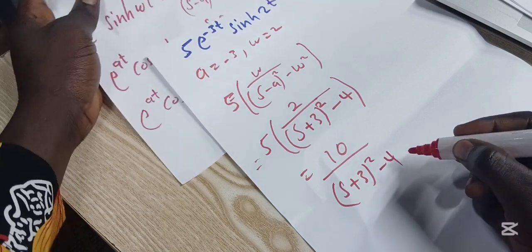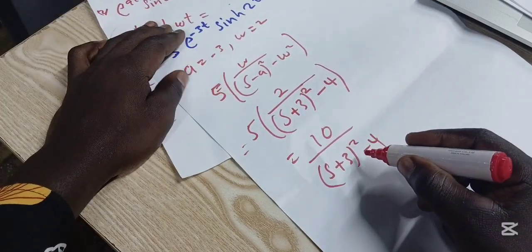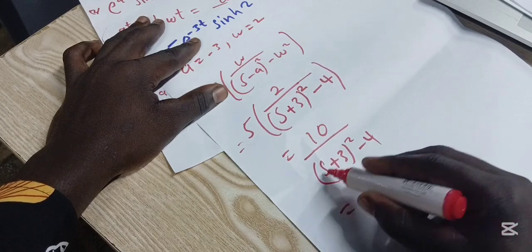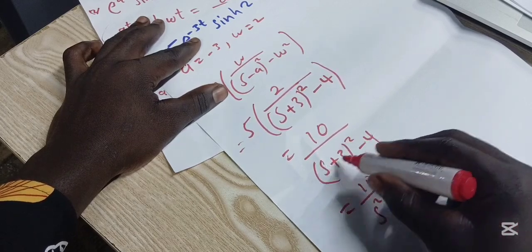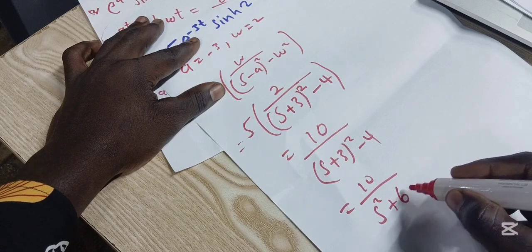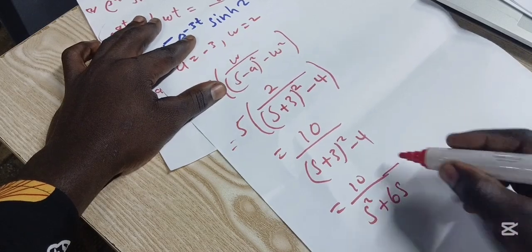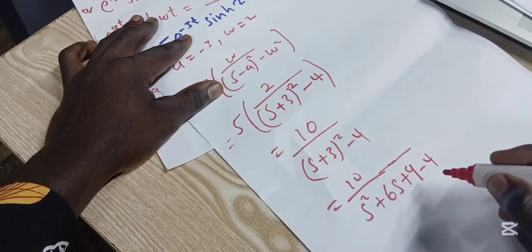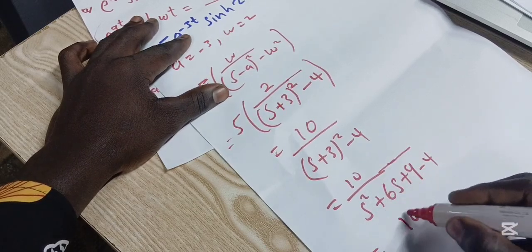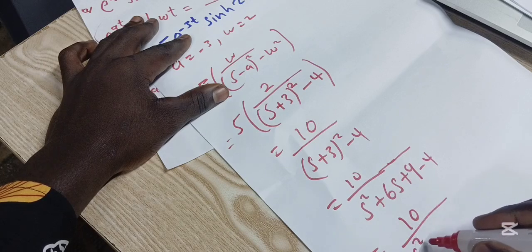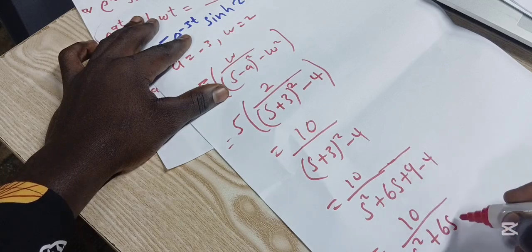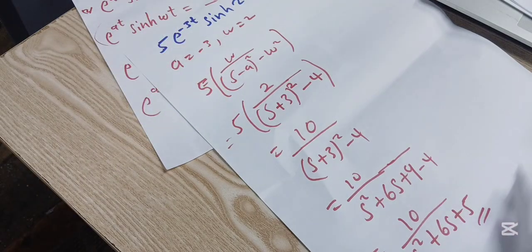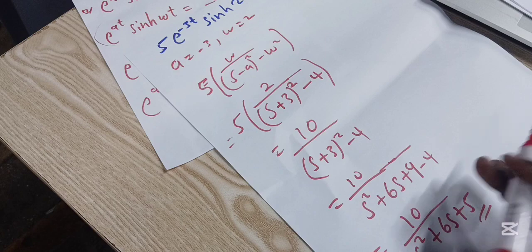squared minus 4. So let's simplify our denominator. So s squared, then 2 by s by 3 gives 6s, then finally 3 squared, giving us 9, minus 4. So our final answer is going to be 10 over s squared plus 6s plus 5, since 9 minus 4 gives us 5. So this is our final answer for this problem.